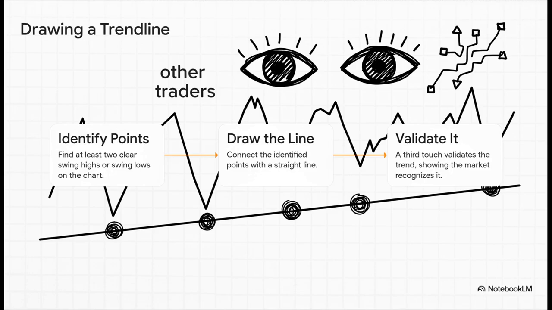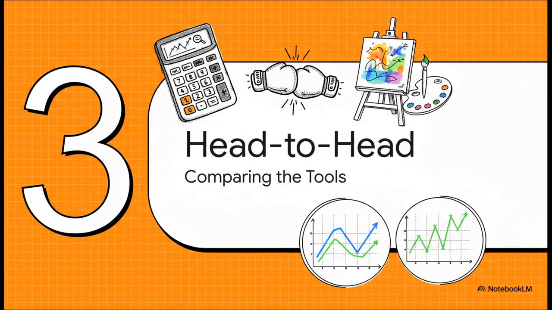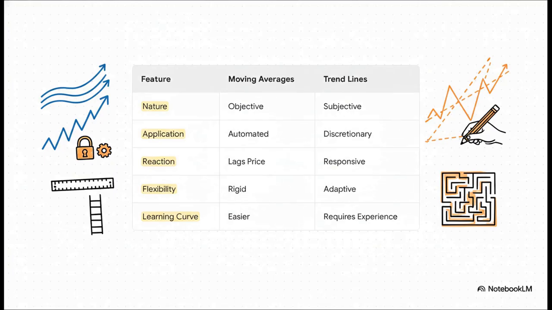So we have our objective calculator and our subjective artist, the science and the art. Now it's time for the main event. Let's put these two powerful tools right next to each other and see how they really compare. And this table really lays it all out. Moving averages are mathematical, objective. They're perfect for automated, rule-based systems. But, and this is a big but, they always lag behind the price because they're based on the past.